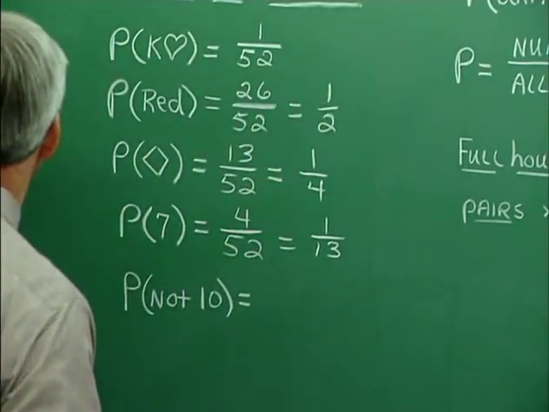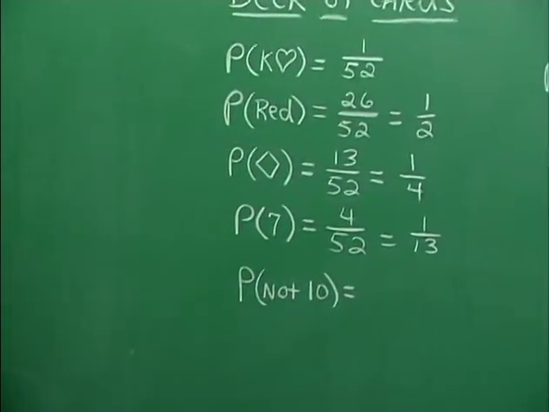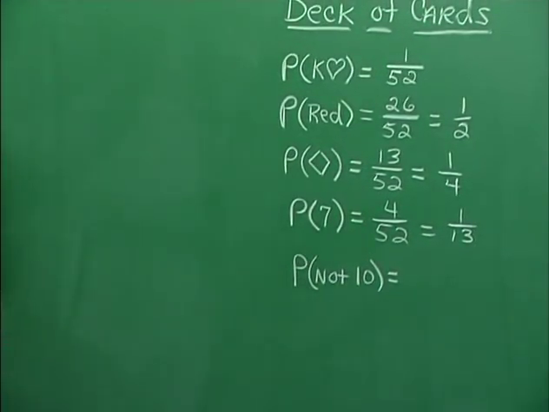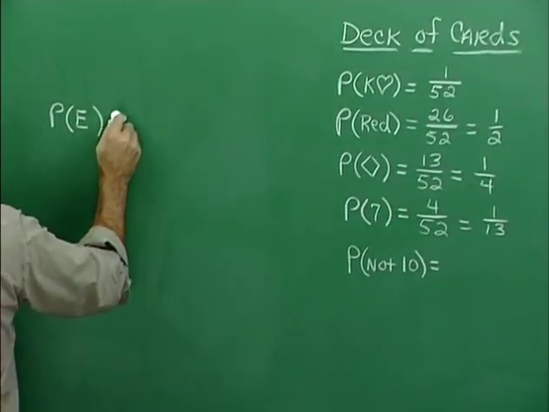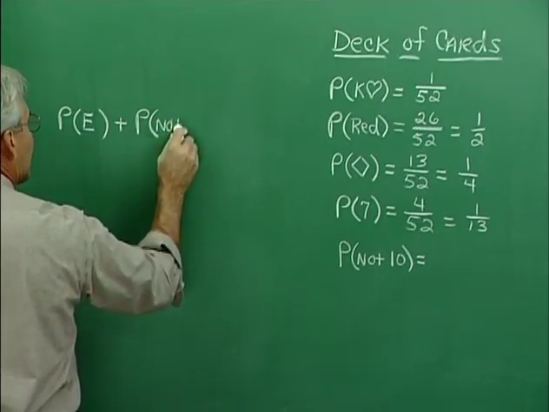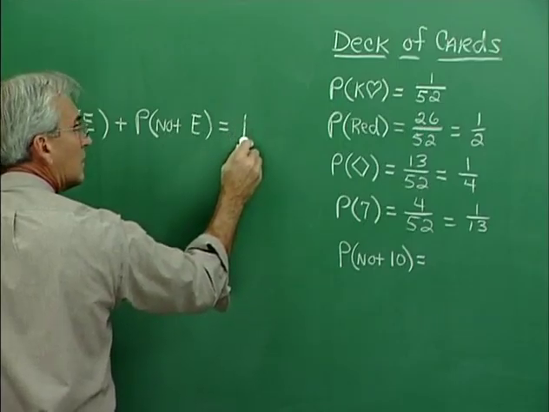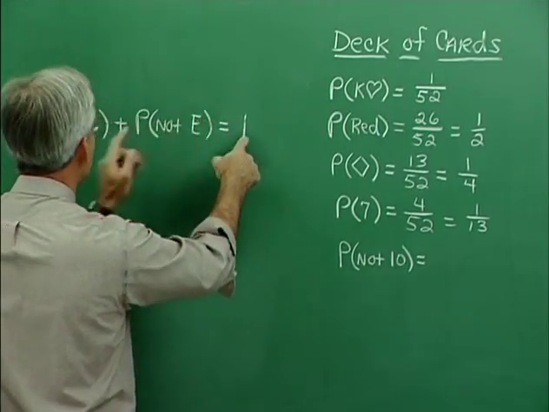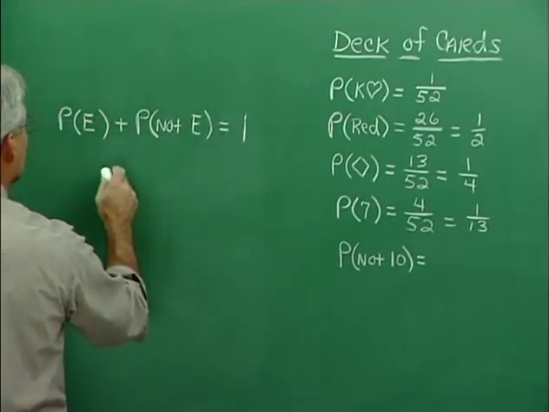Just conceptually, the notion of 10s and not 10s is the notion of complements adding to 1. That is, the probability of some event plus the probability of not that event occurring is equal to 1. You see, these two probabilities together equal 1. It's assured that either this will happen or that. Now, let's use a little algebra on this.